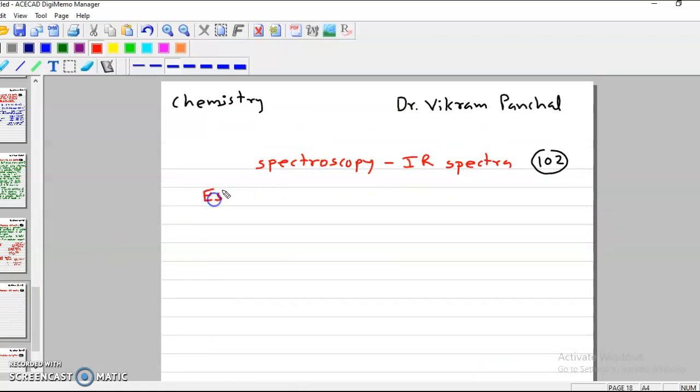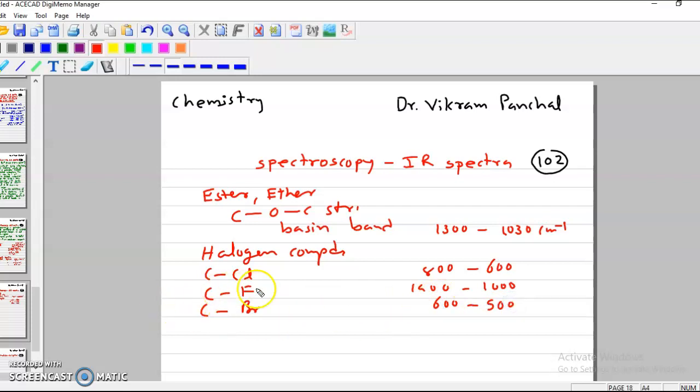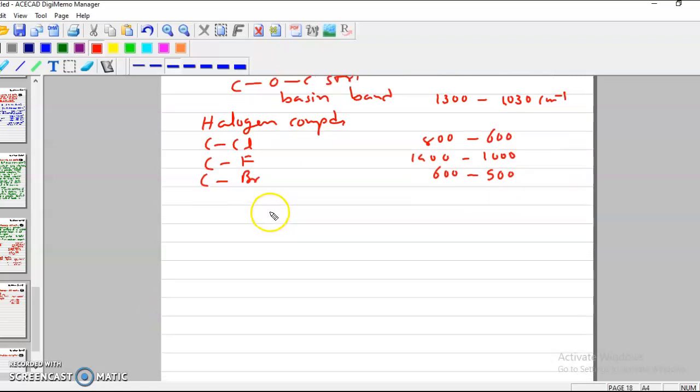Next is ester and ether. Both have C-O-C stretching, and you will observe a broad type of band between 1300 and 1030 centimeter inverse. Halogen compounds: if it is C-Cl, then the band is at 800 to 600. In case of CF, 1400 to 1000, and in case of C-Br, the band is at 600 to 500. And C-I will be at a very low range, so we do not normally observe it.